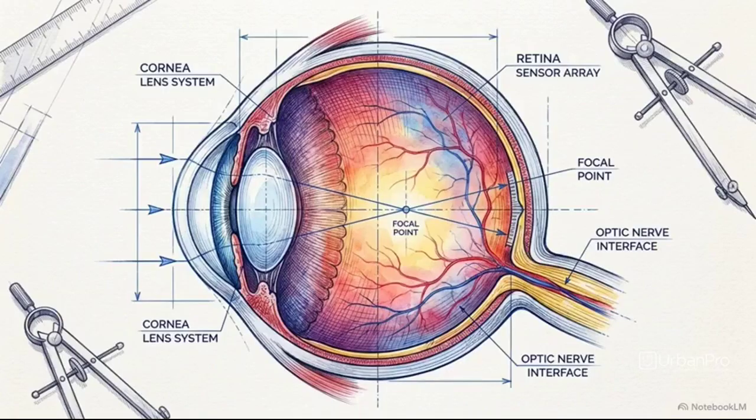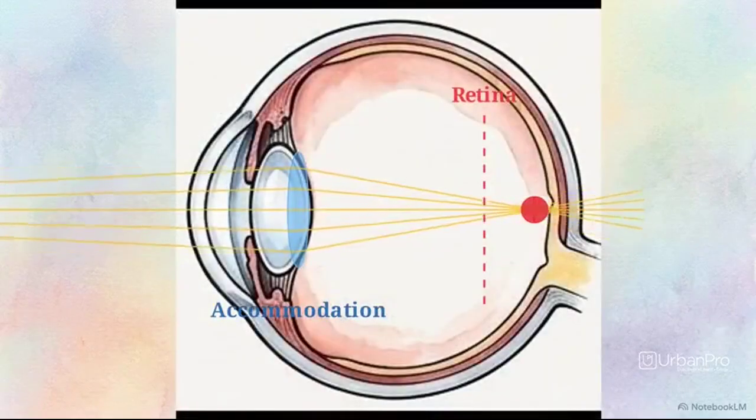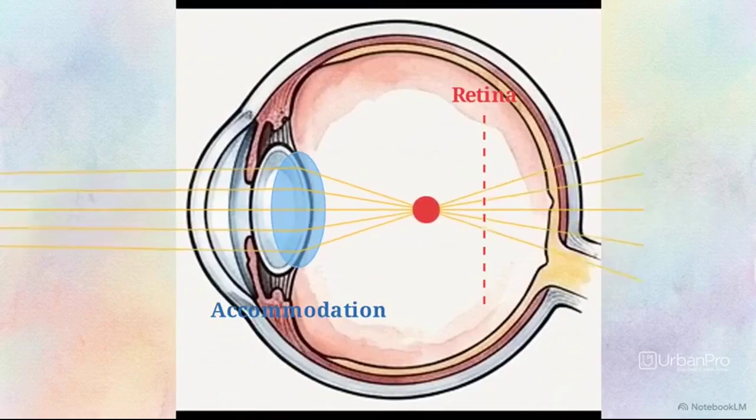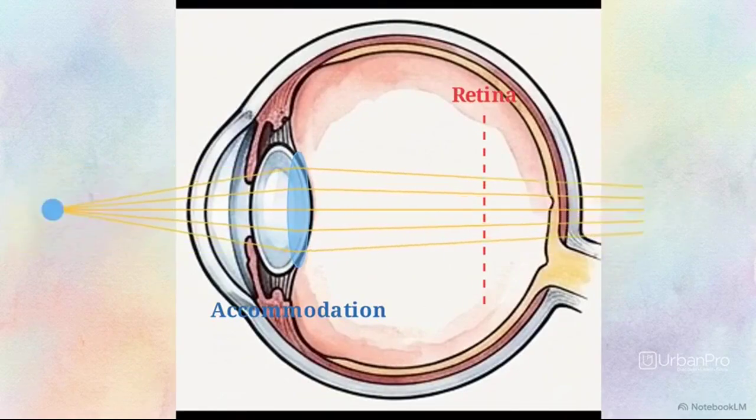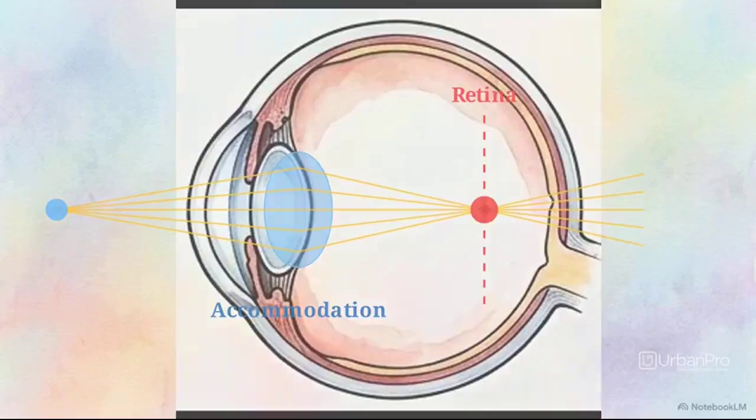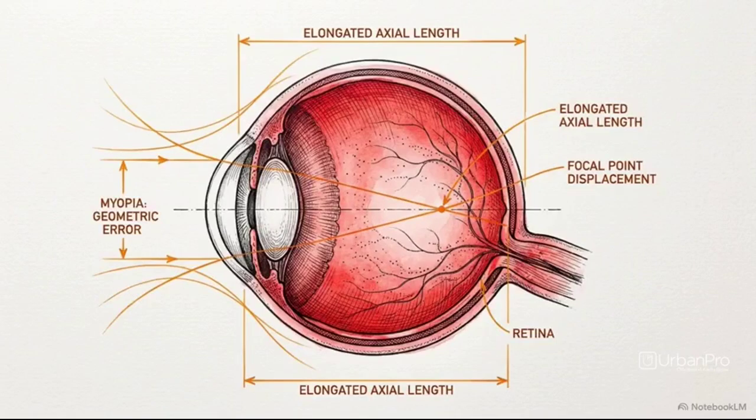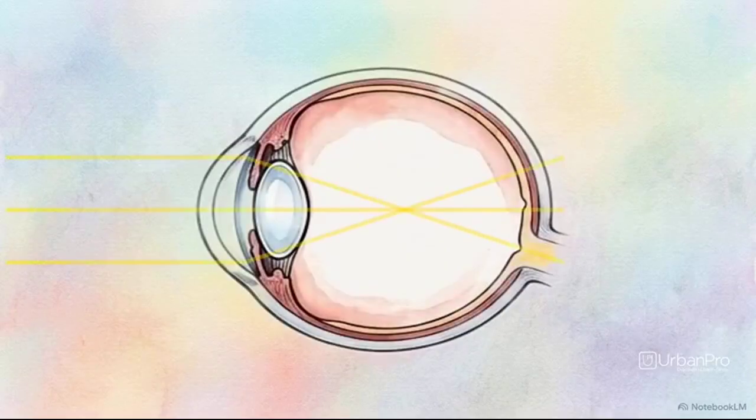The human eye is a dynamic lens system. It continuously alters its focal length, a process called accommodation, to cast a sharp image onto a fixed screen, the retina. Myopia, or nearsightedness, is a geometric mismatch. The physical depth of the eye is too long for its focal power, causing the image to resolve in the fluid before it reaches the retina.